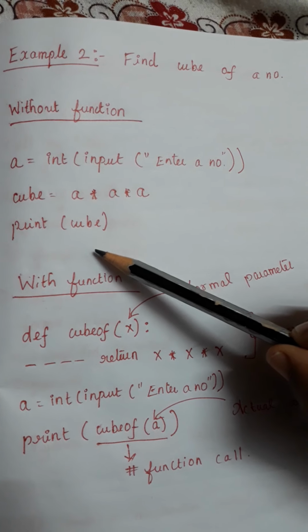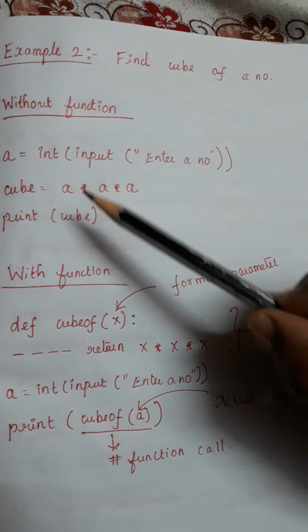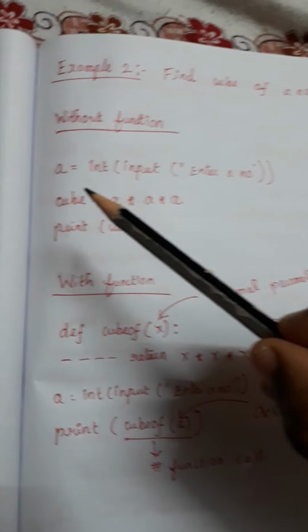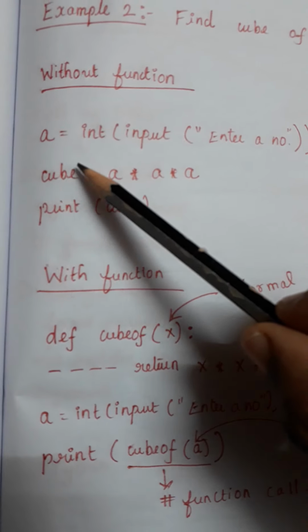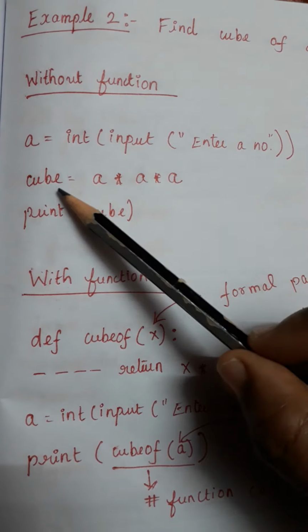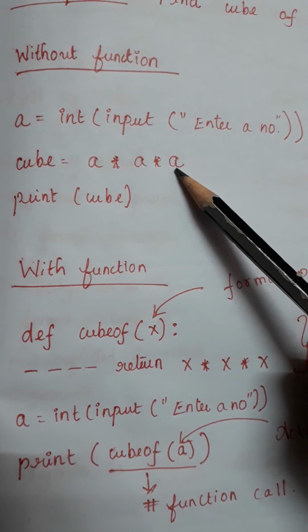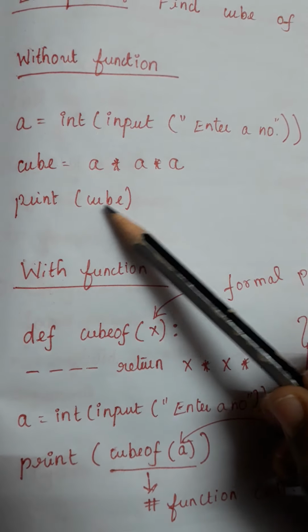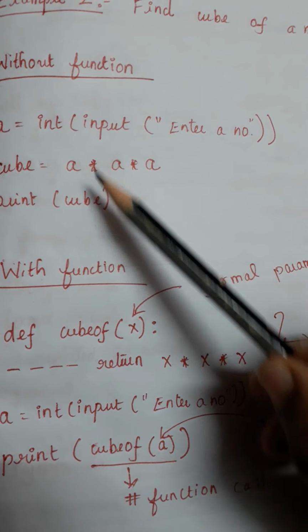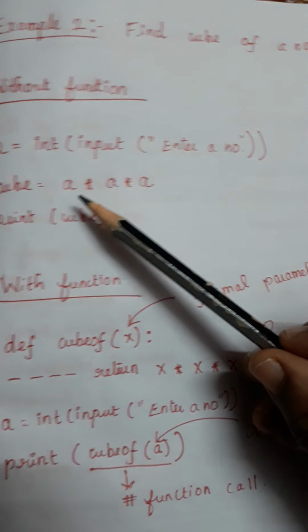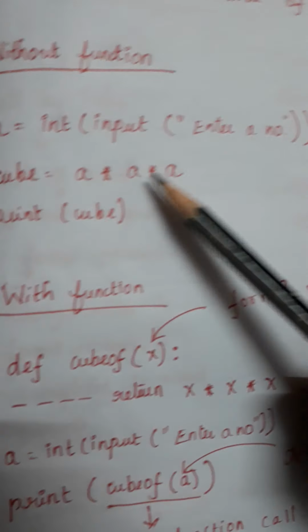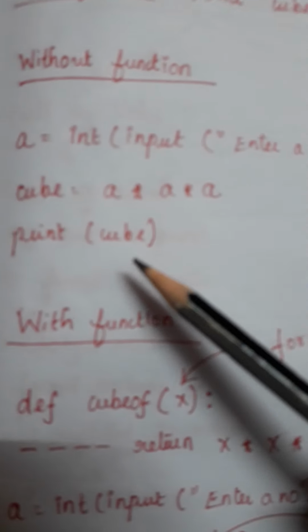Now the program I have written without using functions, right? So first I'm getting the value of a from the user. Then I'm finding the cube using a into a into a. You know the formula for finding the cube, right? Simple. Then I'm printing the value of cube. So if I get a value of 2 from the user, the result will be 2 into 2 into 2, 8. The 8 will get stored in cube and the value of cube is getting printed.